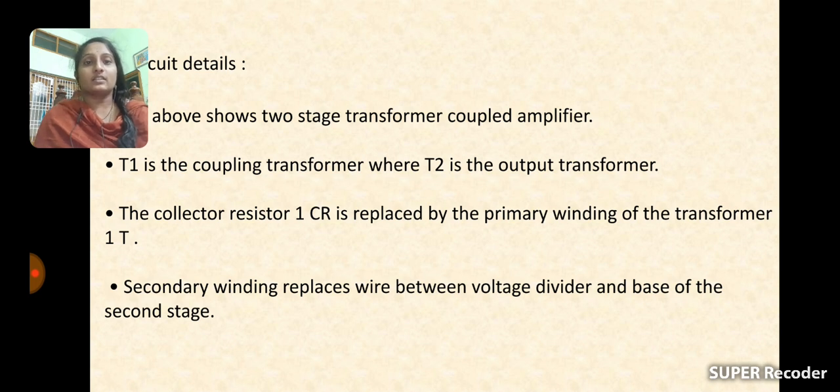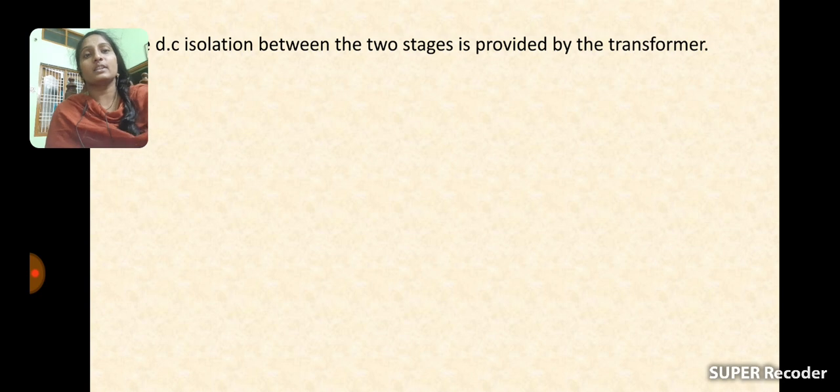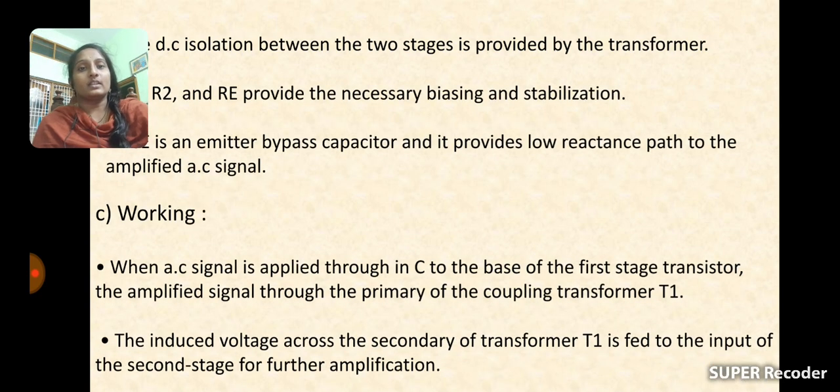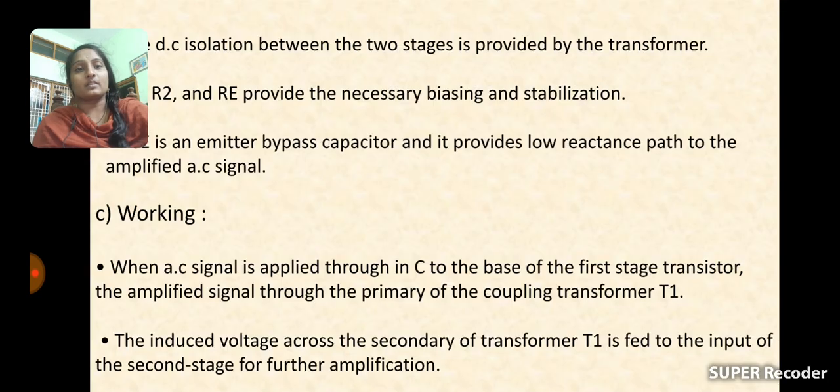The collector resistor RC1 is replaced by the primary winding. The secondary winding is placed between the voltage and, okay, so everything is there, I already explained. Once you see the slides, simply. Here R1, R2 provide the biasing and stabilization, and C provides the capacity.